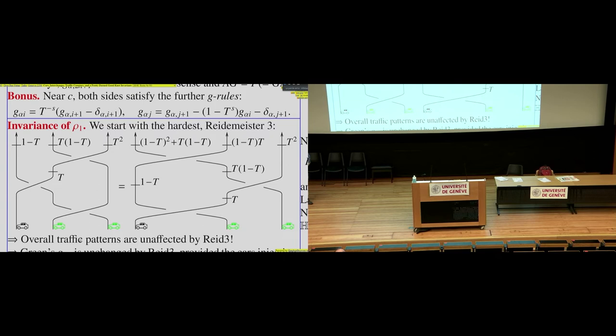Okay? So first of all, let's observe that if you inject the car at the bottom left of a Reidemeister 3 move, either on the left-hand side or on the right-hand side of the move, the distribution of how it will come out is independent of whether you're on the left or on the right. So basically, if you inject the car here, then with probability 1 minus t, it will drop and come out here. So the counter here reads 1 minus t.